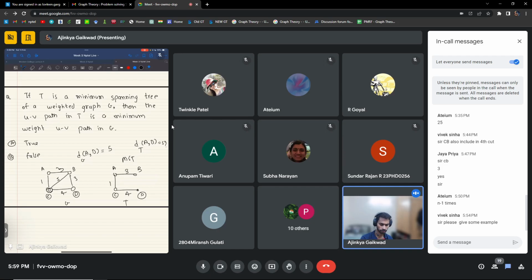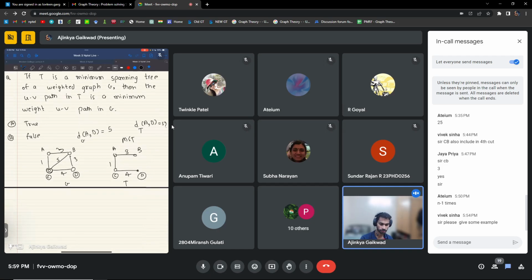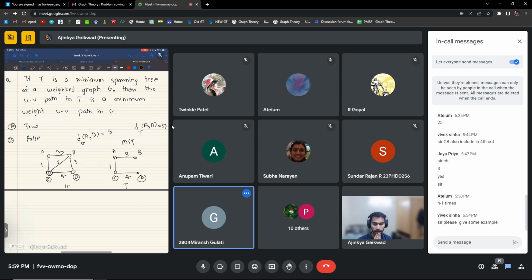Very simple example, I think the example is just three vertices. So what he is saying is that it is false, and surprisingly in this case as well, the answer is false. Now let's see why.